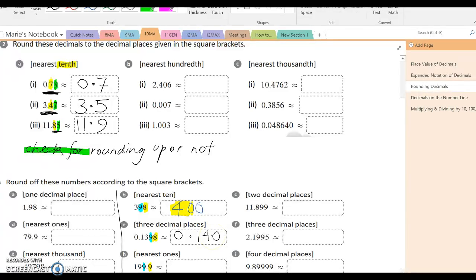Okay, let's look at the next one. 199.9, the nearest whole number. Pretty sure you'd be right with that, because that 9 was 5 or higher and had to go up. Well, that's to get us started. Hope that helps.